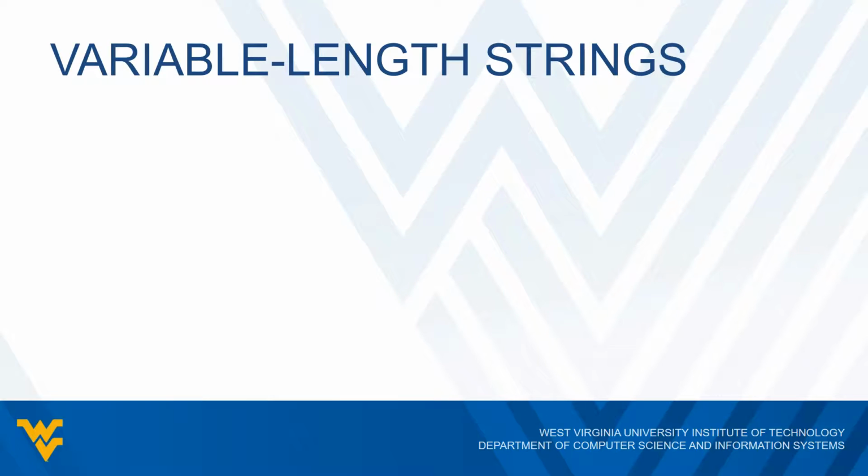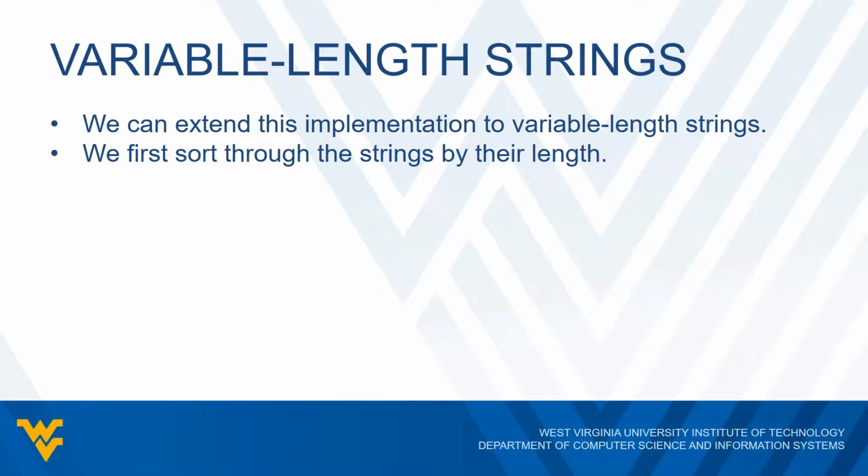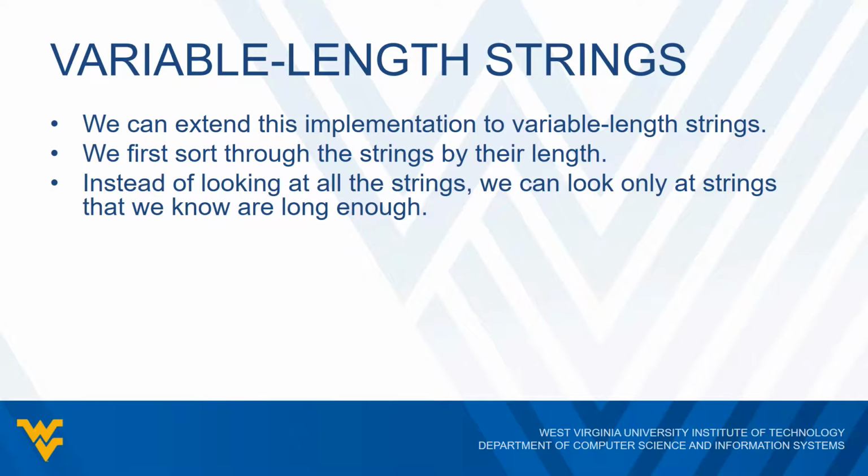In our code, we were limited in that every single string had to have the same length. But we can actually extend this implementation to variable length strings. So the idea with this is we first need to sort the strings by the length of the string. And then instead of just looking at all the strings, what we can do is just look at only those strings that we know are long enough.